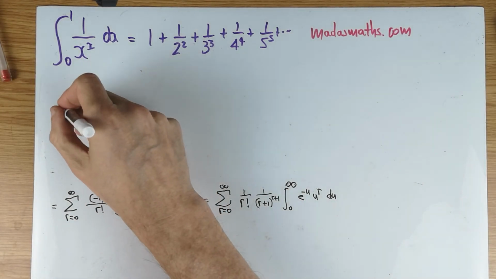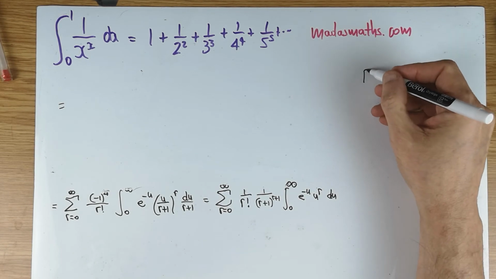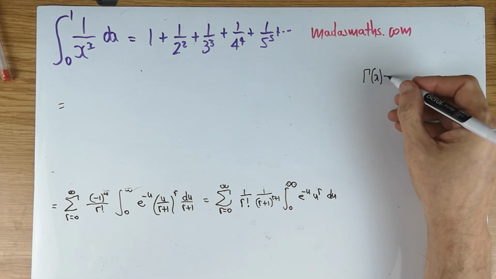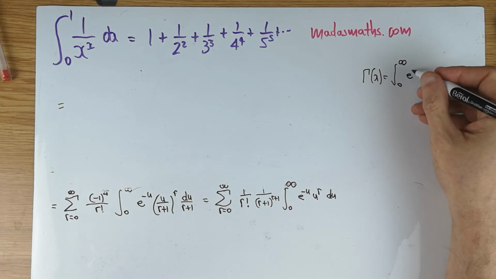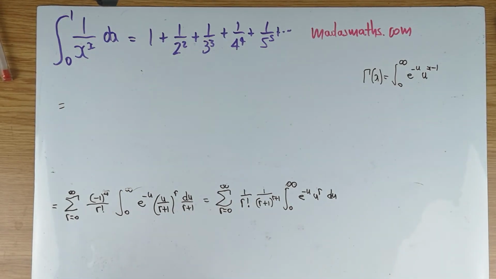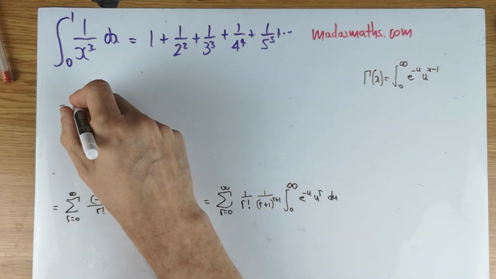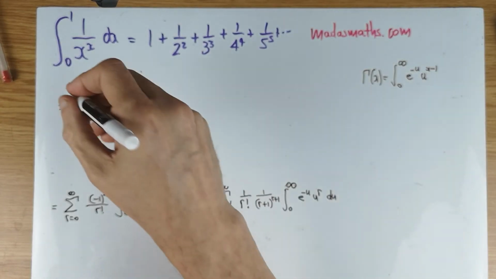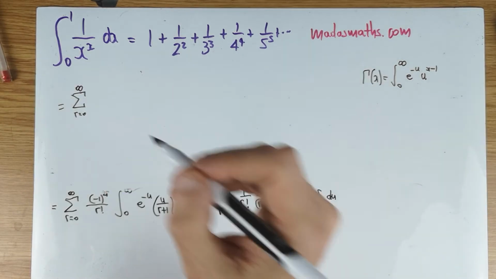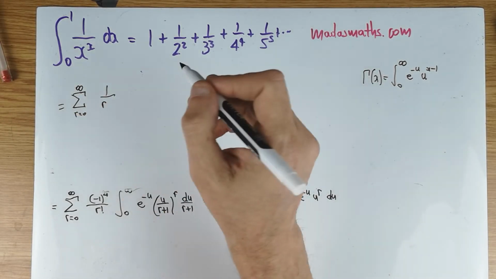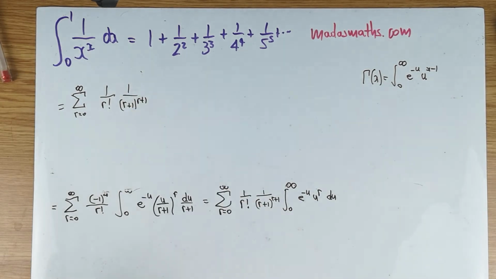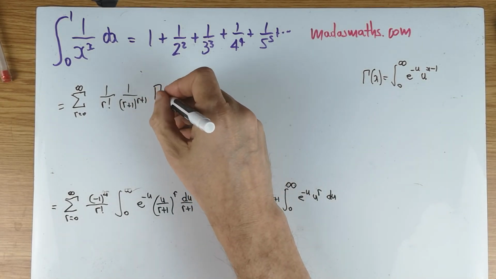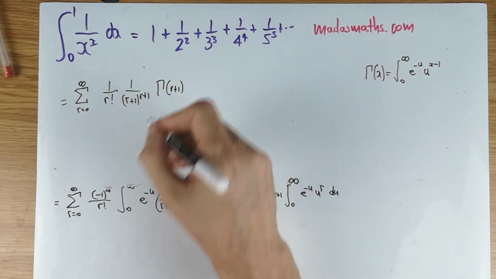Okay, so this is now equal to, now this is a gamma function. The gamma of x, I shouldn't really have rubbed it off, is, of course, the integral from 0 to infinity, and if I write it in u, it will be e to the minus u, u to the x minus 1. So basically here I have the gamma of r plus 1 really. So we go sum over r equal to 0 to infinity, we've got loads of rubbish really, 1 over r factorial, 1 over r plus 1 to the power of r plus 1. And then this is the gamma of r plus 1 by definition.